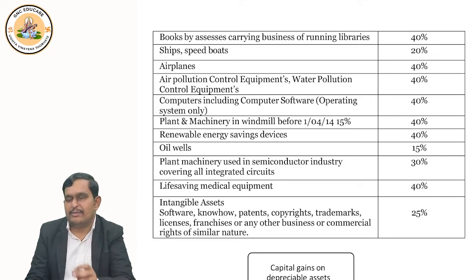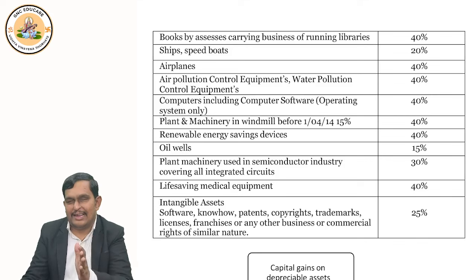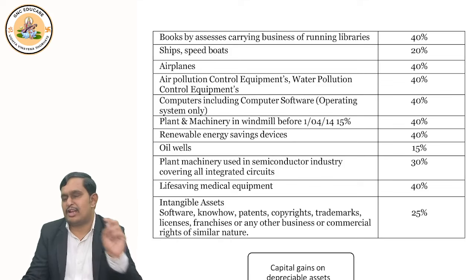Similarly, general plant and machinery is 15%, motor car other than hire is 15%, oil wells is 15%. These three 15% rates you can remember together. Then you remember motor car, bus, lorry on hire, and semiconductor chip: 30% for both. And finally, ship is standalone, 20% is the rate. This way you should remember.